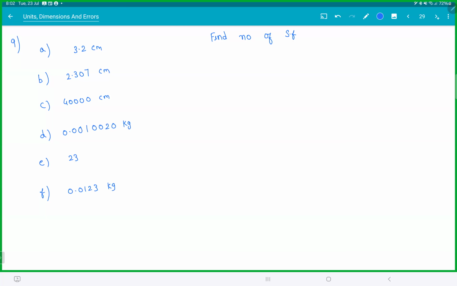0.123. You can have negative numbers also. Just give me the answers. Finish off in 30 seconds, then I'll show you the answers. You can check.